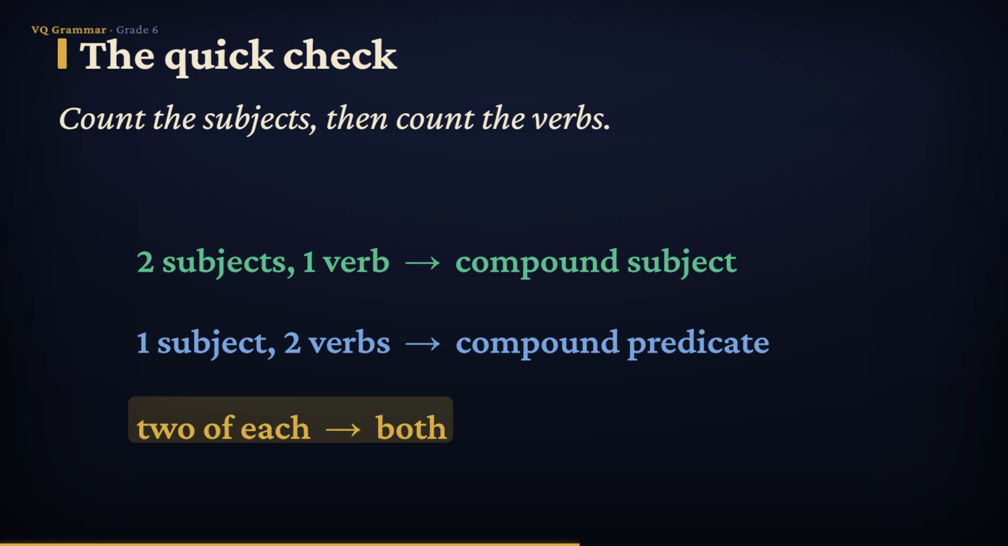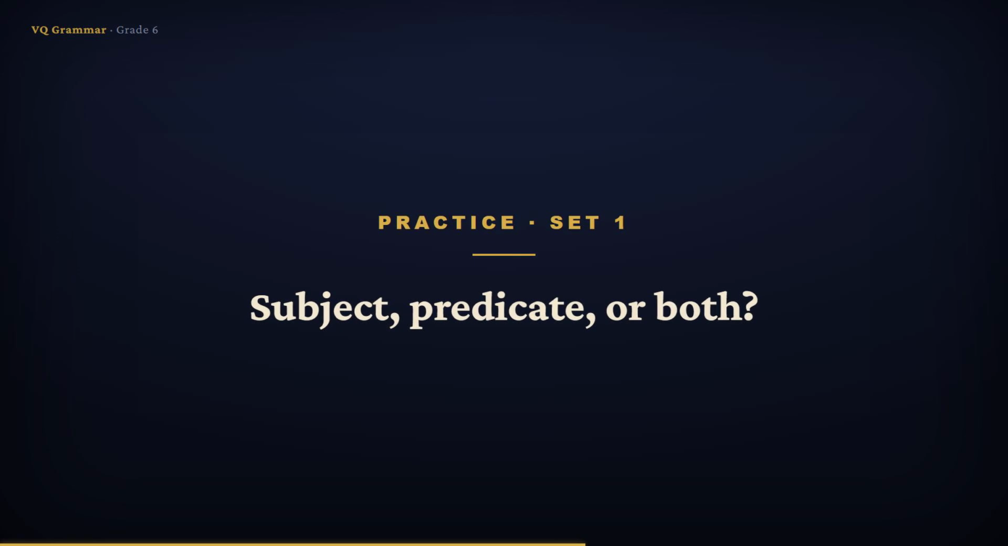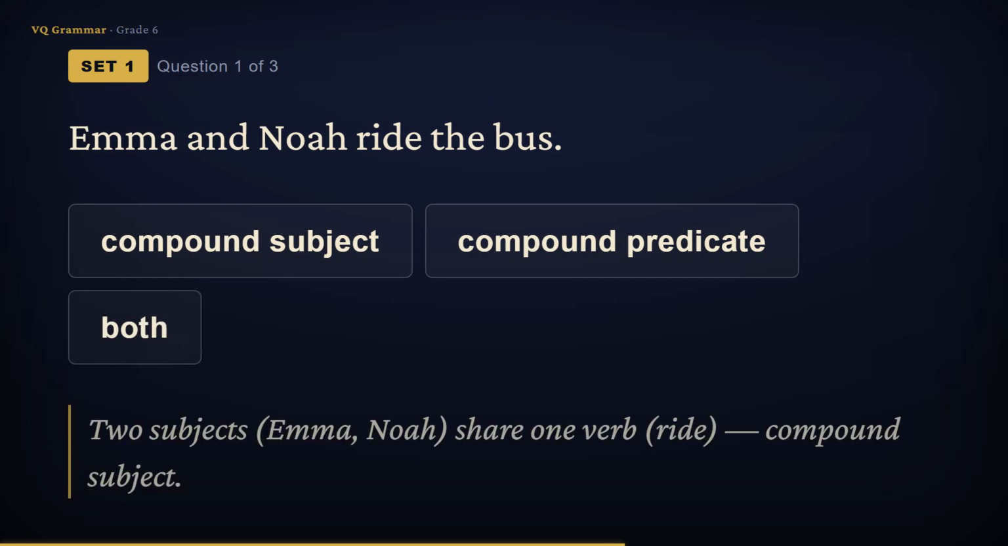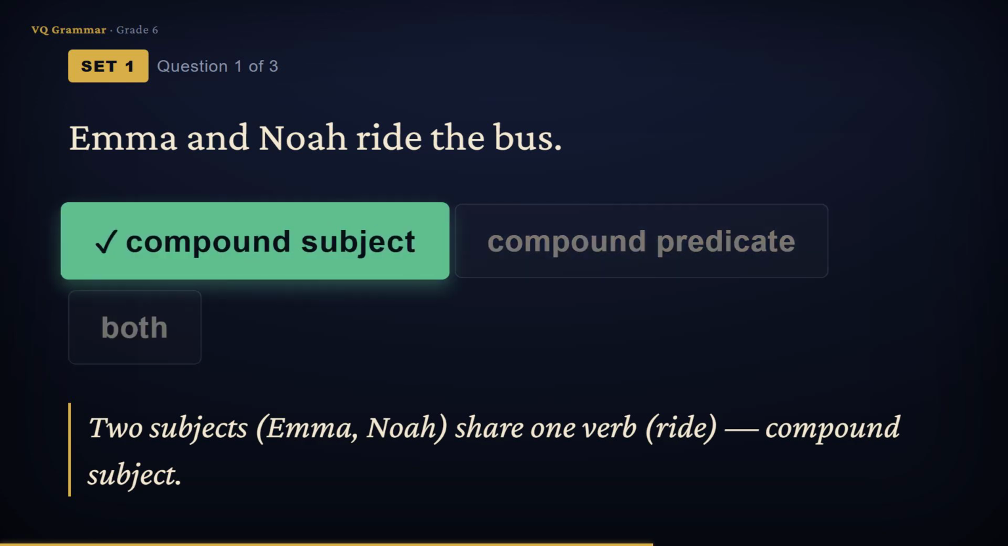Let's practice that together. In this first set, count the subjects and count the verbs, then decide. Compound subject, compound predicate, or both. Pause the video and try each one yourself before I give the answer. Emma and Noah ride the bus. Count the subjects. Emma and Noah. That's two. Now count the verbs. Ride, just one. Two subjects, one verb. So the answer is compound subject.